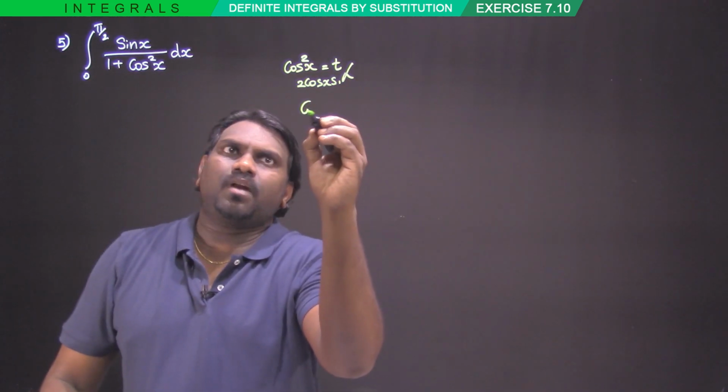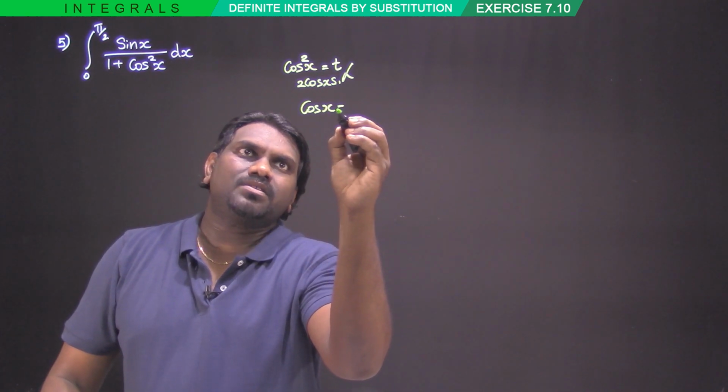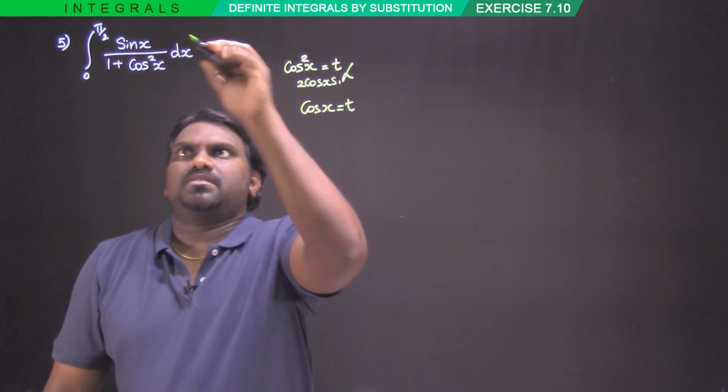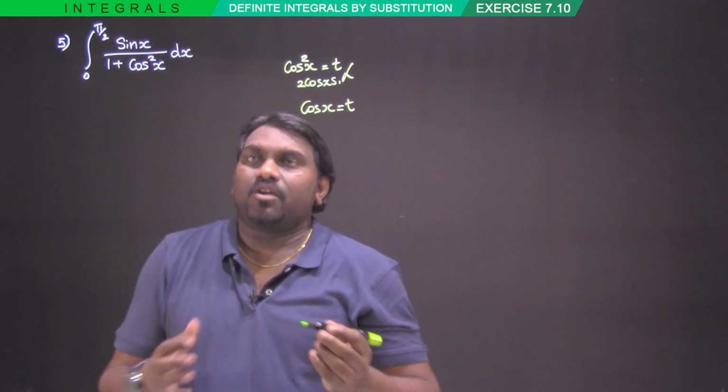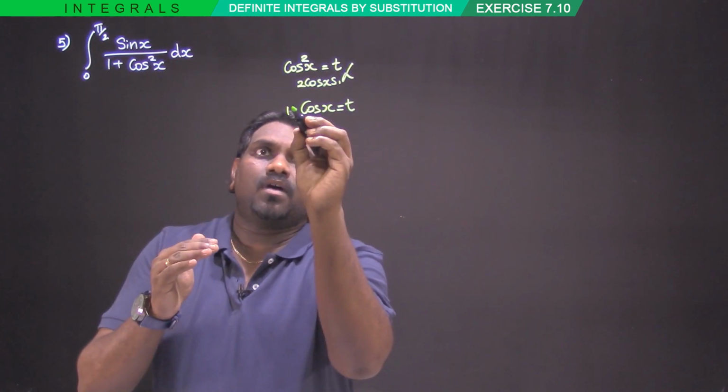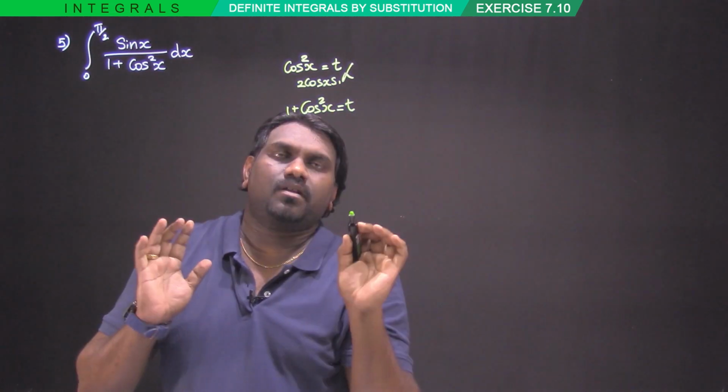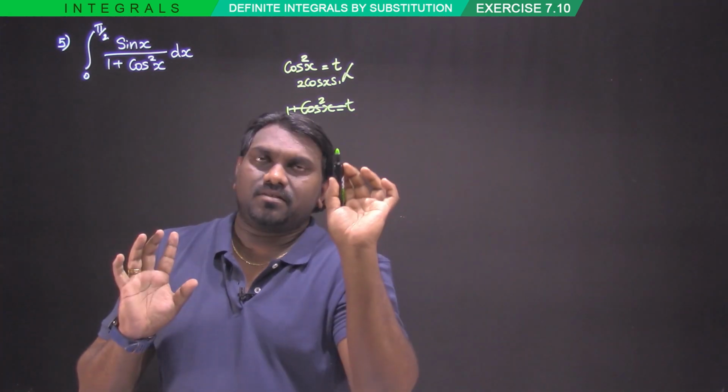Now what happens if I put cos x is equal to t? Its differentiation is over there. I cannot take 1 plus cos, because 1 plus it's always going to be cos square. So you cannot take this.